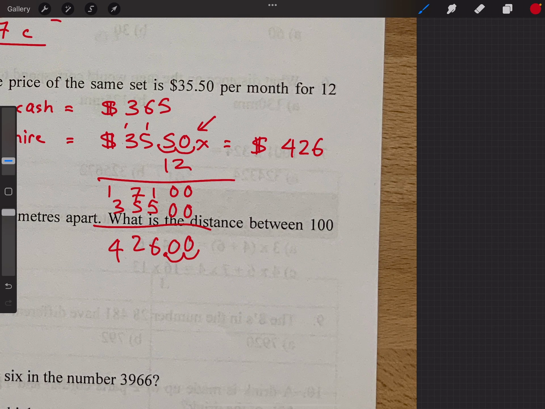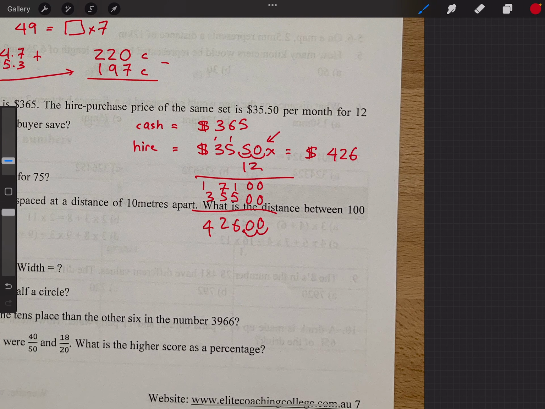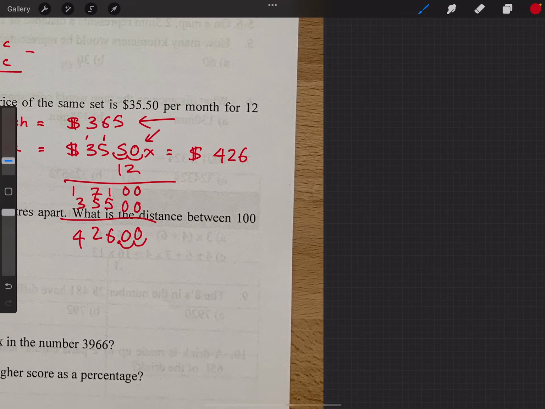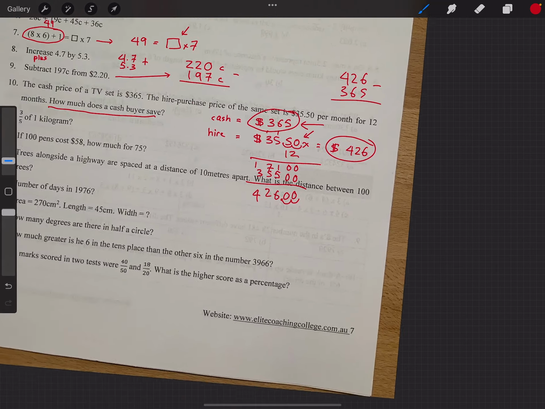$426. And look, if you pay by cash, you're going to save some money, aren't you? The question is, how much money does a person who buys it by cash save? So you're going to do a subtraction because you want to find the difference between these two numbers. You're going to do 426 minus 365. Work it out on your own.